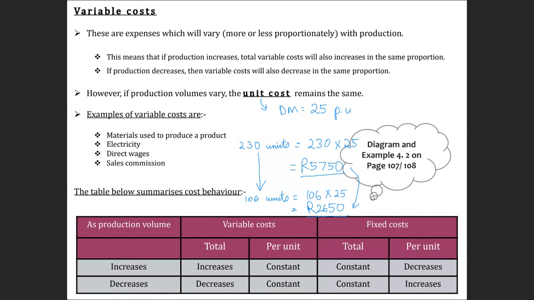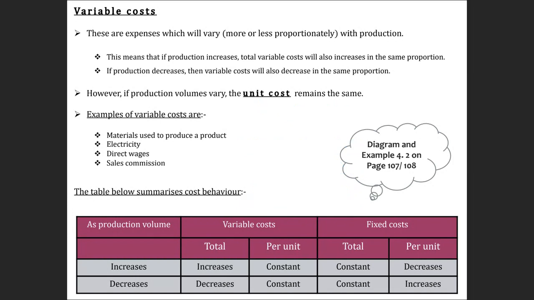So with the variable cost, the individual per unit cost will remain the same, but the totals change. And with the fixed cost, it's the opposite. The total will remain the same, but the per unit costs will differ. So that's summarized for you in the table at the bottom here. And that's just saying to you that with your variable cost, which is the one we just looked at, when production increases, the per unit cost remains the same. And even when production decreases, the per unit cost remains the same.